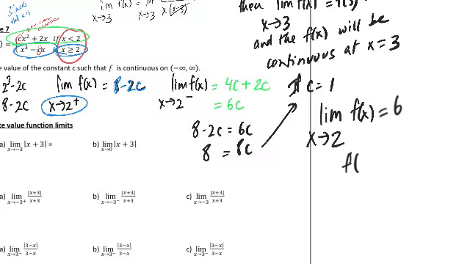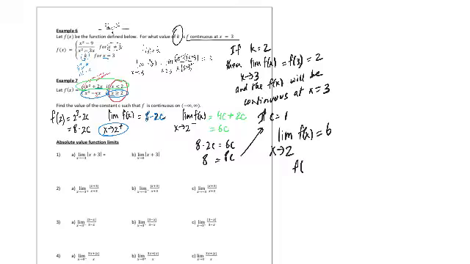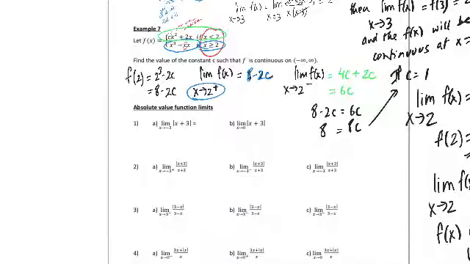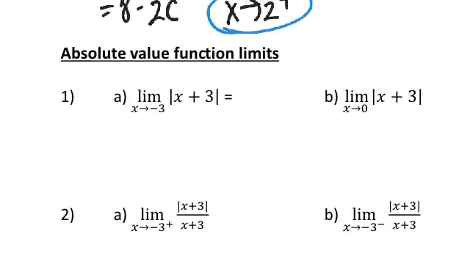I can also go back to my first checking here of f of 2 and make sure f of 2 is 8 minus 2 times 1 now. That'll be 6. So since the limit of f of x as x approaches 2 is equal to f of 2, f of x is continuous at x is equal to 2 when c is equal to 1, right? So in this problem, the strategy was to find the left and right limits, set them equal, and assign the variable accordingly. Okay, our last topic here is absolute value functions.